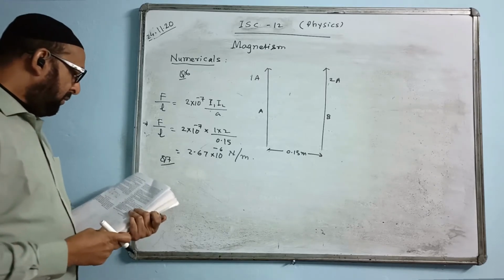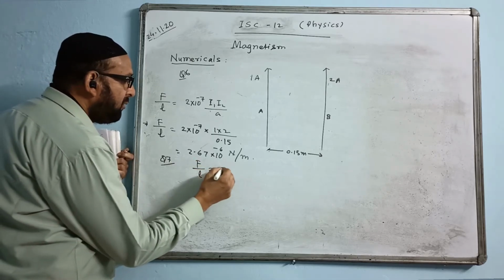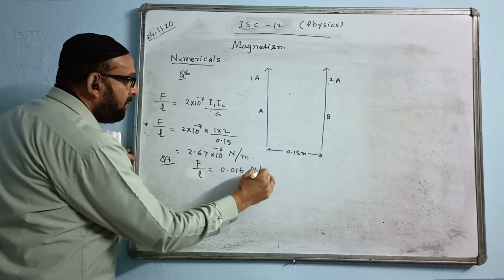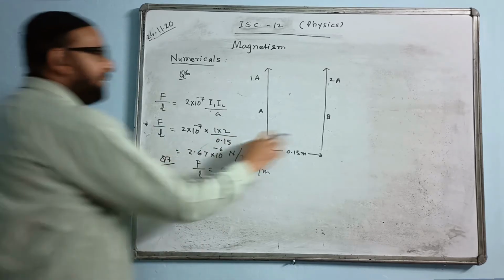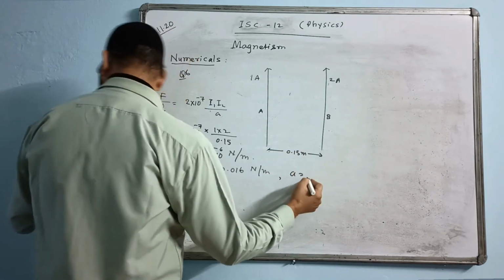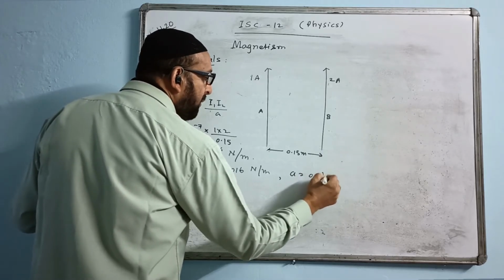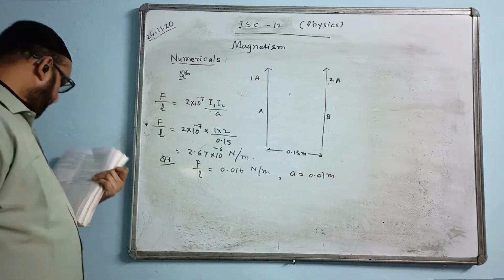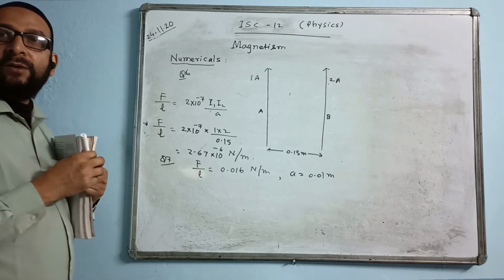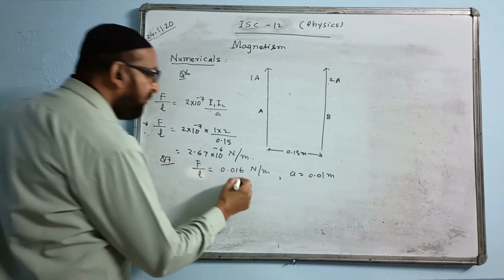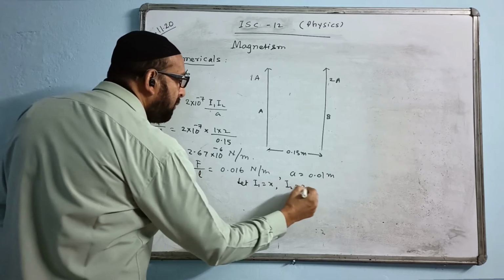Okay. So I write down the information first. F by L value is given, 0.016 Newton per meter. Conductor spacing, that is the A value, is given: 1 centimeter, which in meter is 0.01 meter, right? One current is twice the other. I'll write this: let I1 be x, then I2 will be 2x.